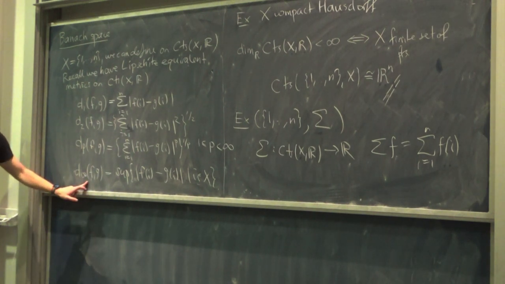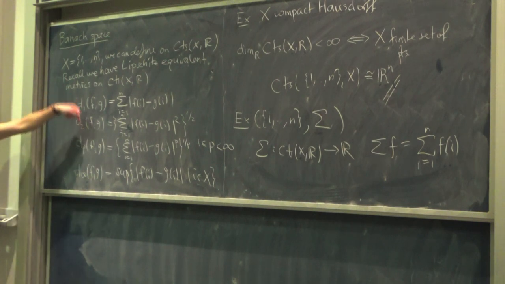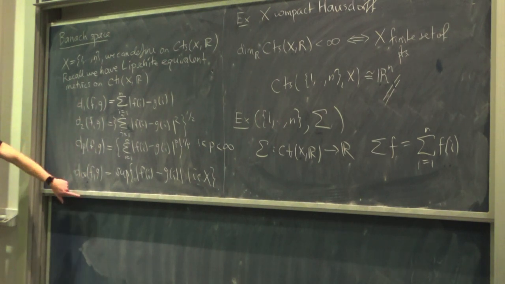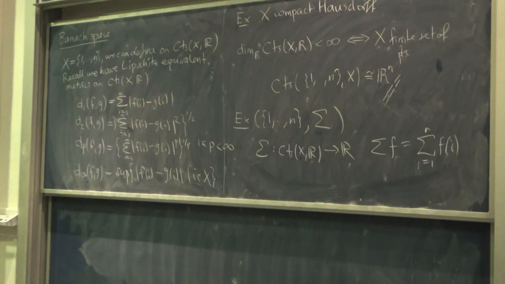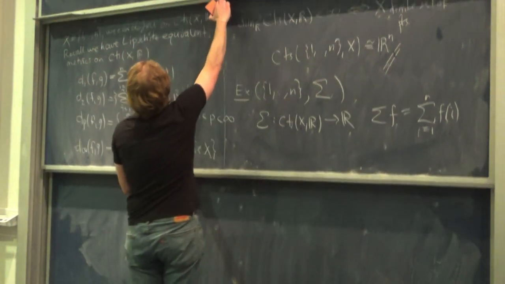Right, that's this guy. They're related. If you take the limit as p goes to infinity, you'll see that these numbers for fixed f and g converge to this one. So they sort of fit into a family in a proper sense. Okay, but those are all the same. That is Lipschitz equivalent.